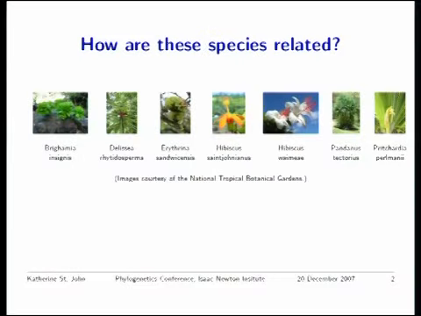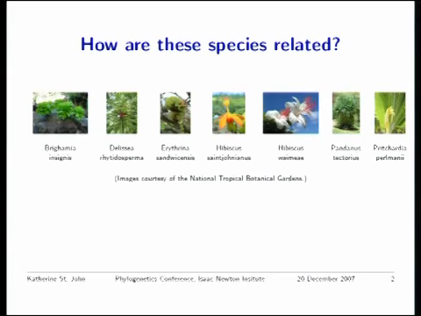Since it's freezing outside, I thought I would talk about something warm. These are 7 species of plants native to the Hawaiian Islands. You may or may not recognize them. The middle ones are hibiscus. There's some pandanus, some large prickly things like that. The images all come from the National Tropical Botanical Gardens in Kauai.